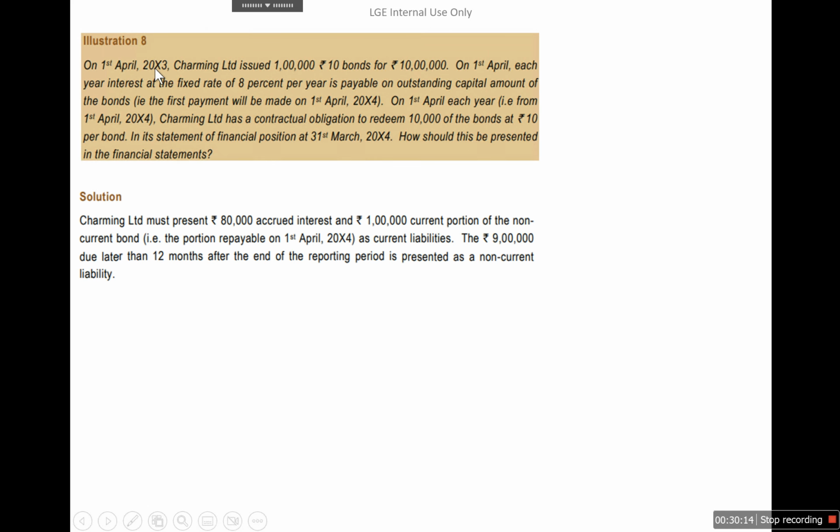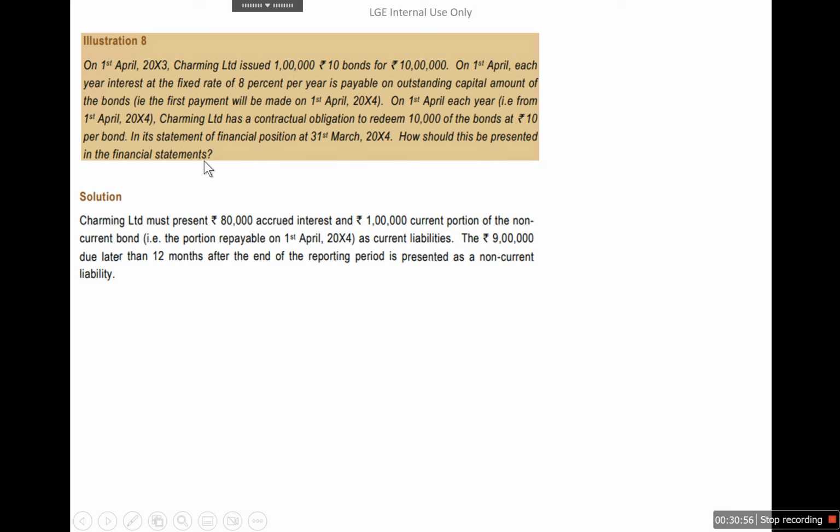Next: on 1 April X3, Charming Limited issued 1,000 bonds of 1,000 rupees each for this amount. Each year, interest at the fixed rate of 8% is payable, so interest is payable within a period of 12 months, on the outstanding capital amount of the bond, and the first payment will be made on 1st April. On 1st April each year, Charming Limited has a contractual obligation to redeem 1,000 bonds. In its statement of financial position on X4, how should this be presented in the financial statement?